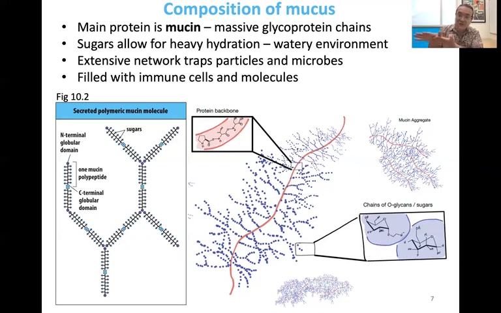And it also provides a meshwork or a network where things can be trapped, like particles, for example, or pathogens. And this mucus is filled with things like immune cells. So you actually have immune cells that occupy the mucus, and components like antibodies are part of your mucus as well.